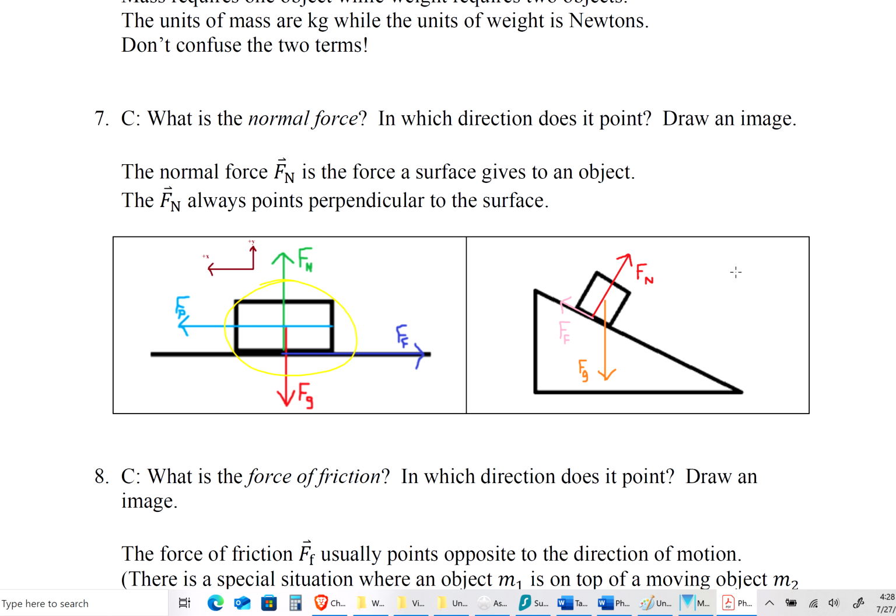Take a look at the image on the right. The force of gravity pulls the box down. The normal force pushes the box up from the surface, 90 degrees from the surface.